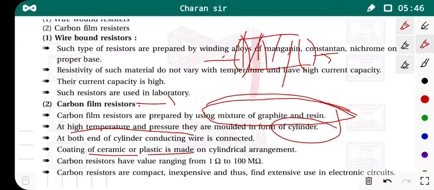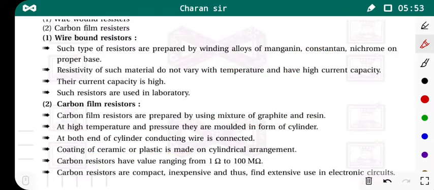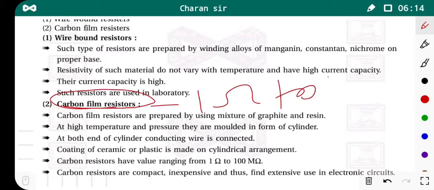Is it okay? Any question? No. So up to this point we have discussed how we can make wire wound resistors and carbon film resistors. These carbon film resistors give a higher value of resistance, from 1 ohm to 100 mega ohms.